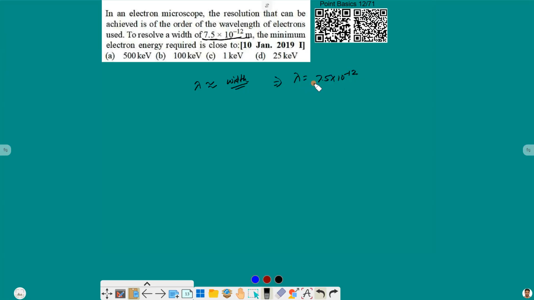Now this is the lambda for the electron, and we know that lambda for the electron is h by momentum, and momentum can be written as under root 2mE, and from this we can write the energy of an electron as E is equal to, after squaring, h square by 2m times lambda square. So that will be 6.626 into 10 raised to the power minus 34 squared, divided by twice m, that is 9.11 into 10 raised to the power minus 31, and lambda, that is 7.5 into 10 raised to the power minus 12 squared.